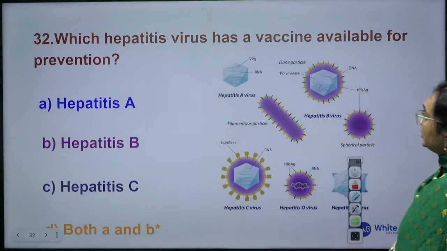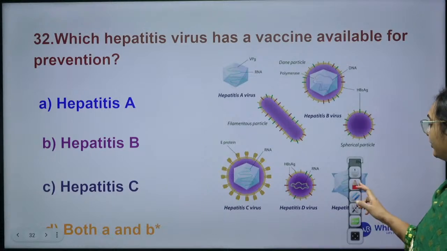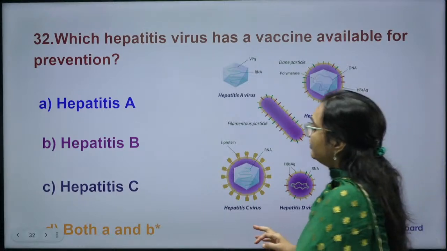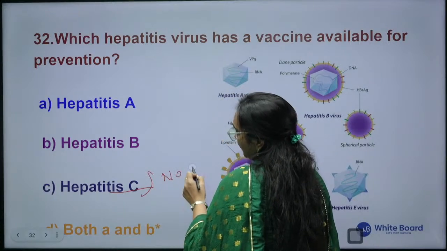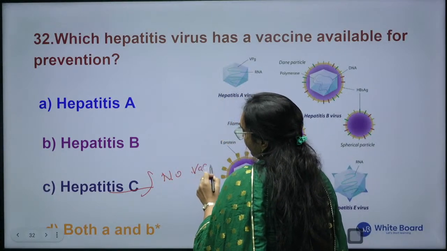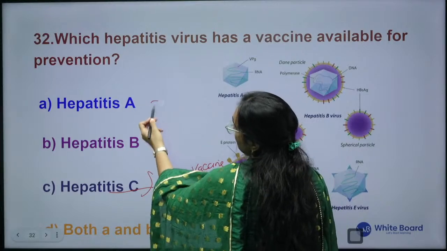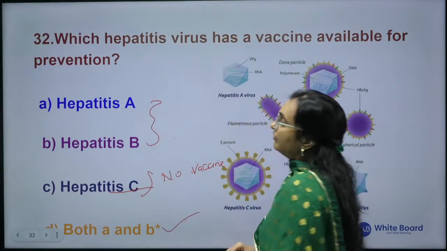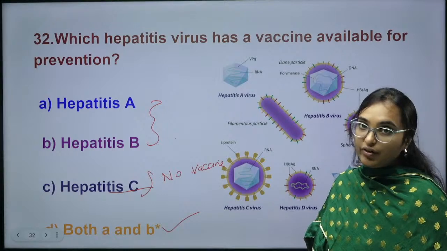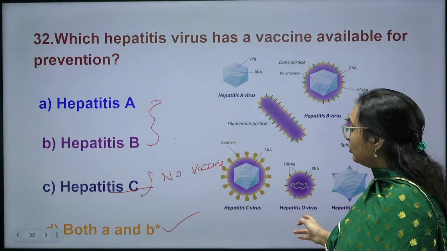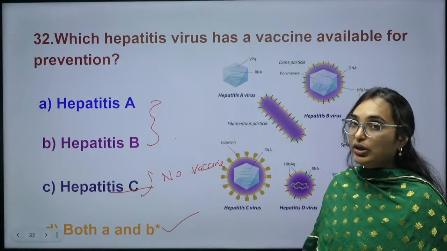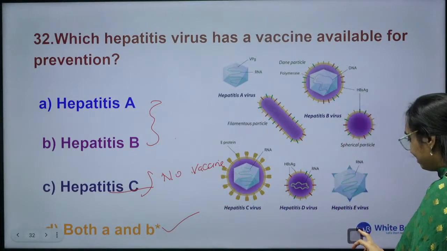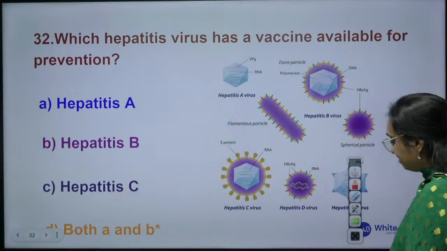Which hepatitis virus has a vaccine available for prevention? Remember, there is no vaccine for hepatitis C. Hepatitis A and B both have a vaccine for prevention. So the answer is D, both A and B. Next question.